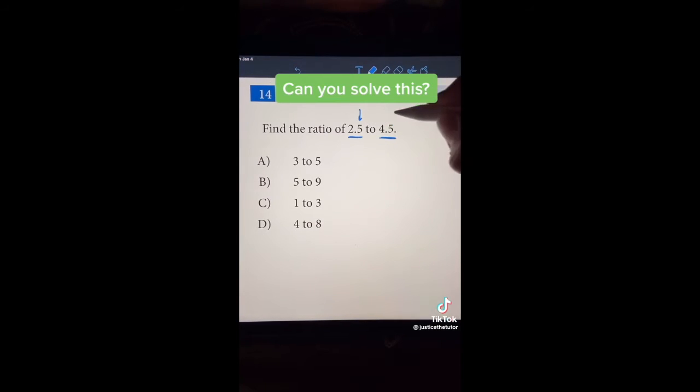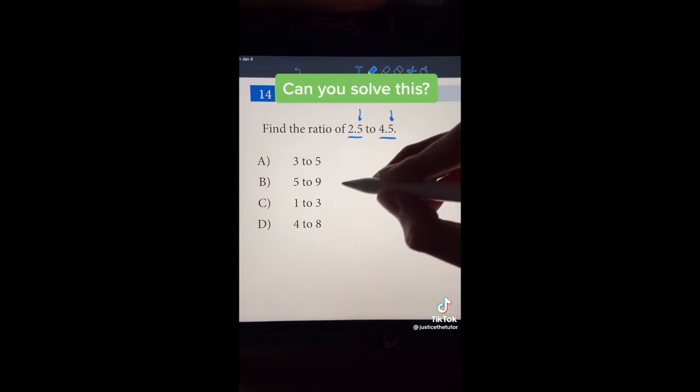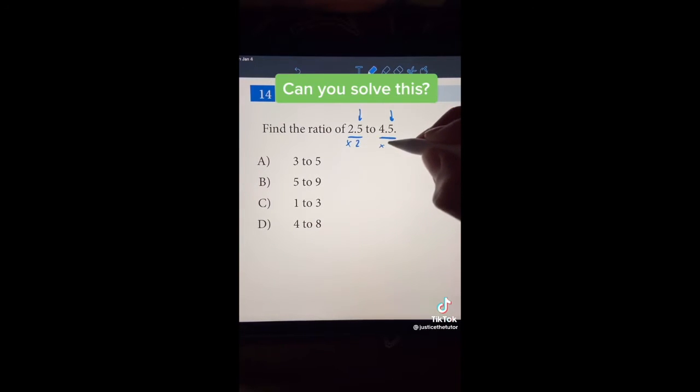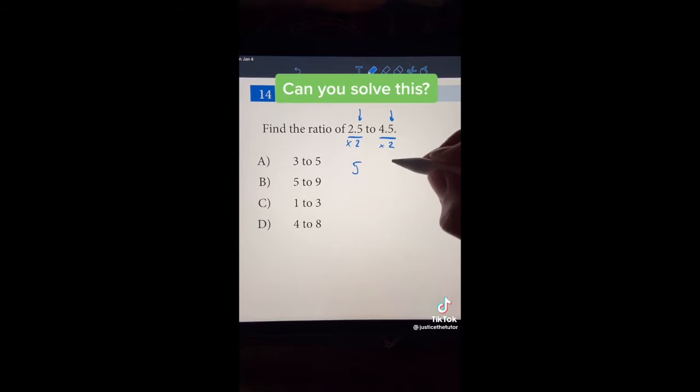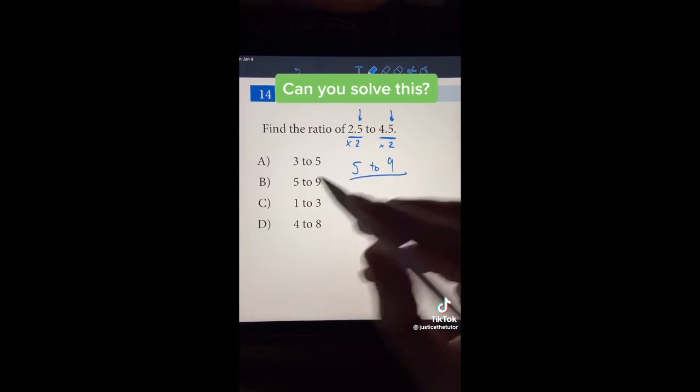So since both of these numbers end in 0.5, that means that we can change them into whole numbers by multiplying them both by 2. So 2.5 times 2 is just 5, and 4.5 times 2 is just 9. So our ratio is 5 to 9, so the answer is B.